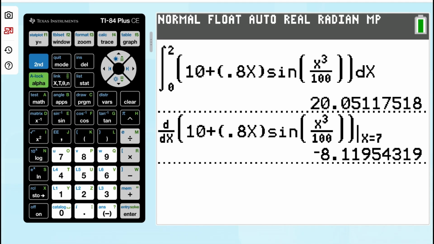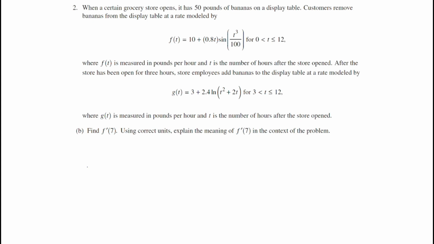So let's hope that I hope it was 7. Good, it was 7. So f prime of 7 is equal to negative 8.120 when we rounded it there. We get 1 point here just for getting that correct value. And it wants us to then, using correct units, explain what that means in the context of the problem.